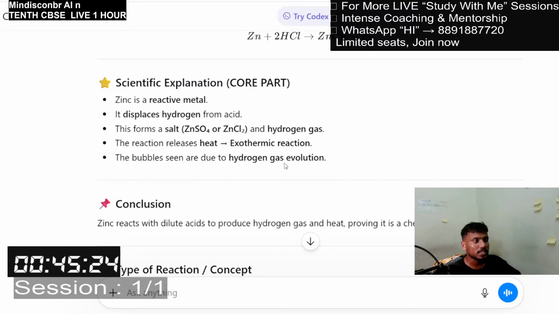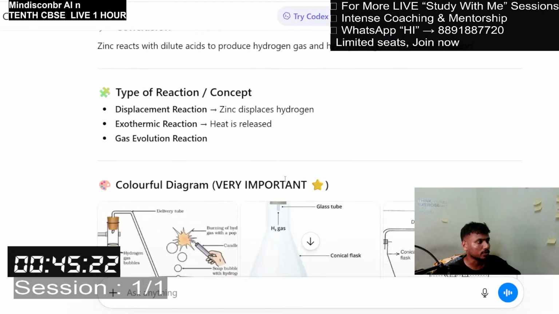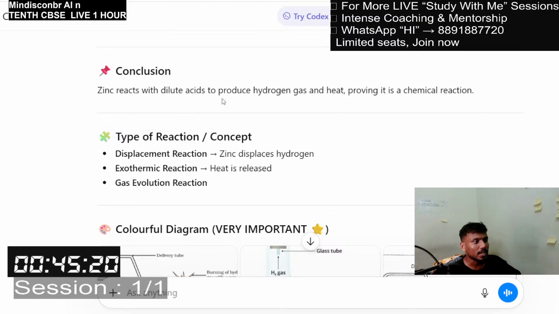The bubbles seen are due to hydrogen gas evolution. Zinc reacts with dilute acid to produce hydrogen gas and heat, proving it is a chemical reaction. Type of reaction or concept: displacement reaction. Zinc displaces hydrogen, therefore it is called a displacement reaction. Exothermic reaction, because heat is released. You can also say it is an example of a gas evolution reaction due to the formation of gas, that is hydrogen.